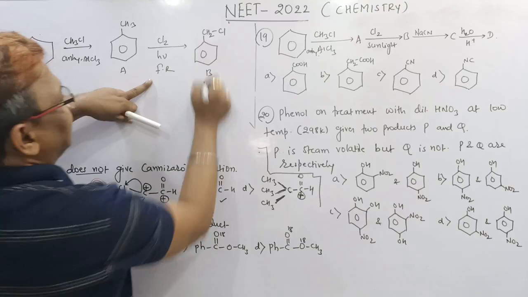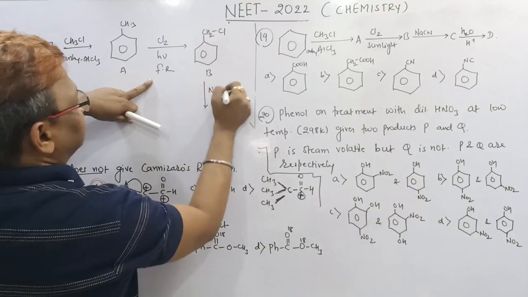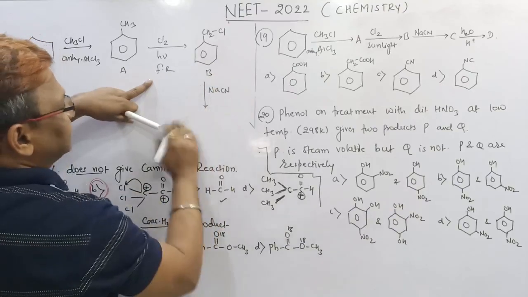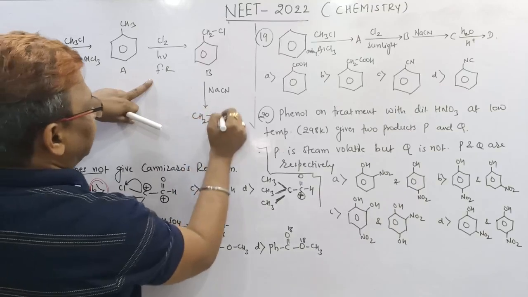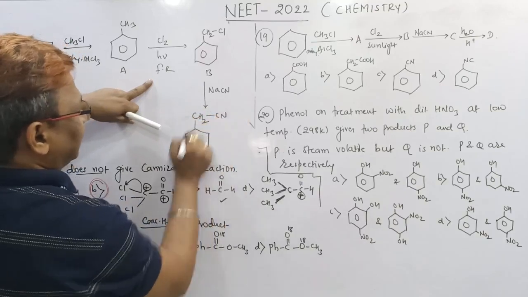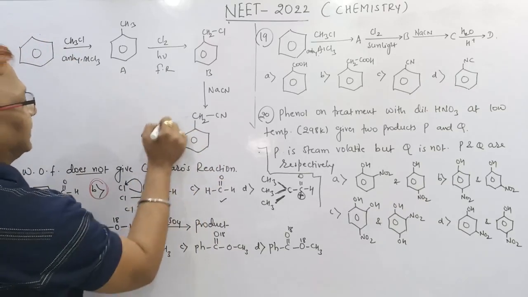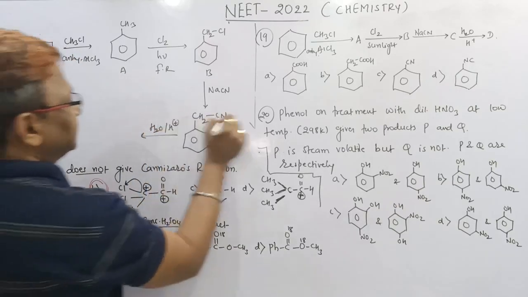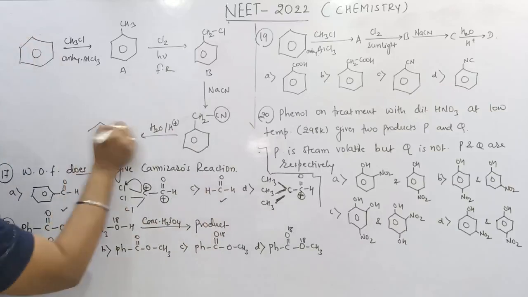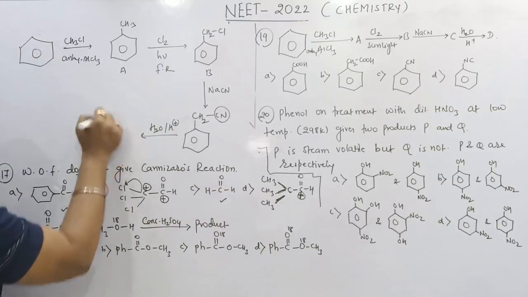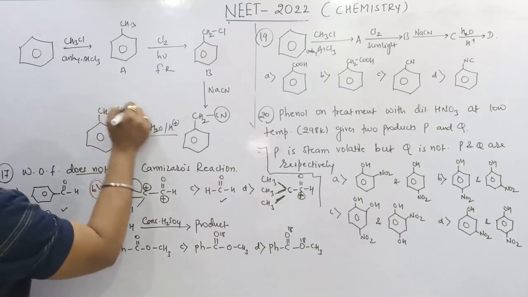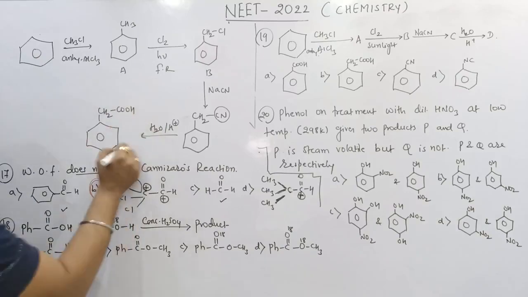This is the B. But when we are adding NaCN over it, what will we get? CH2Cl becomes a benzene ring bonded with CH2CN. But now if we do hydrolysis in the acidic medium, CN will be converted into acid. So this is a benzene ring having CH2 bonded with COOH. See beta, this is the D.